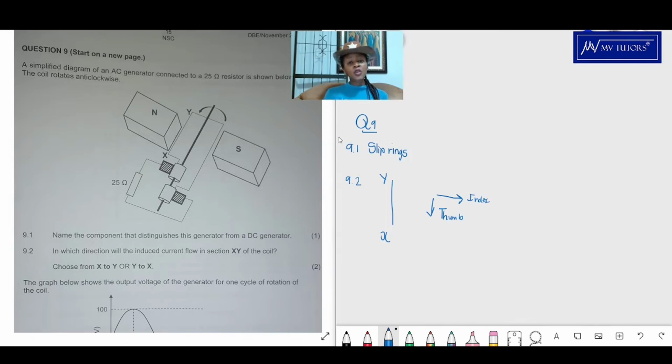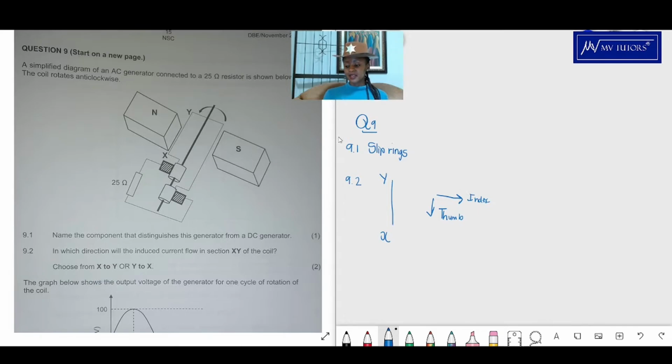Oh, another thing, when you are doing the AC generator, the hand that you must use, guys, is the right hand. Please. Generators, right hand. Motors, left hand. So we're going to use the right hand rule. Your thumb is pointing downwards. Your index finger is pointing to the east or to the right. And then where will your middle finger be? Middle finger indicates the current.